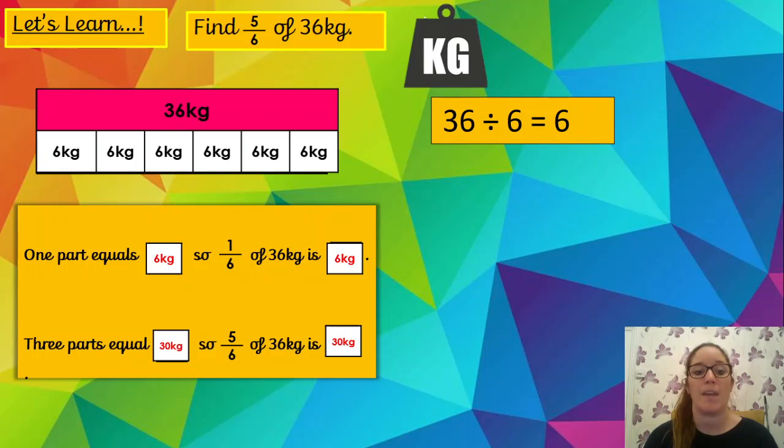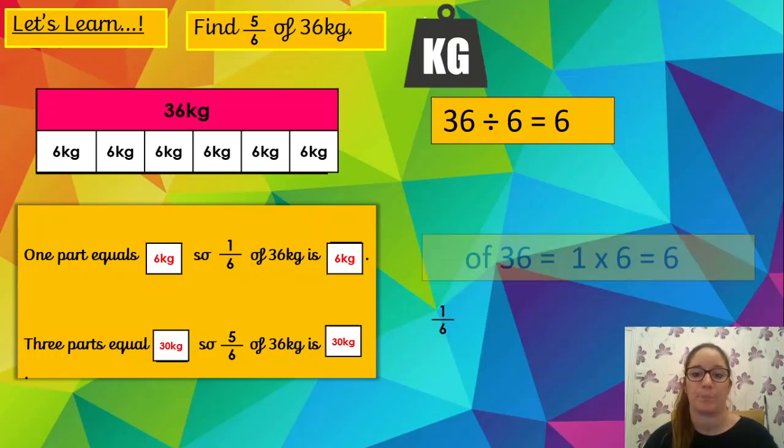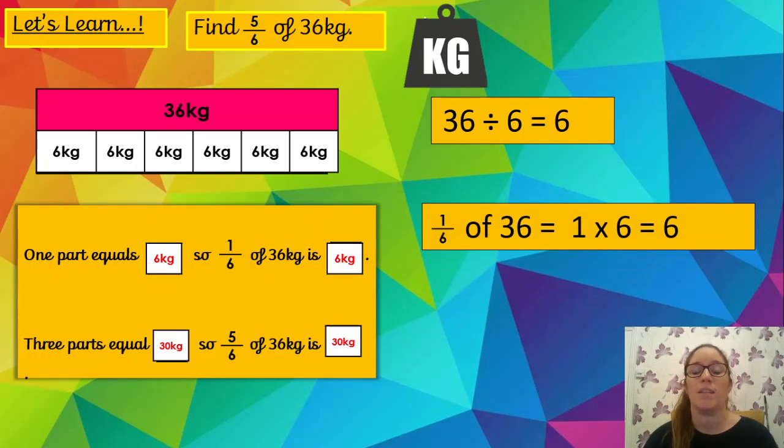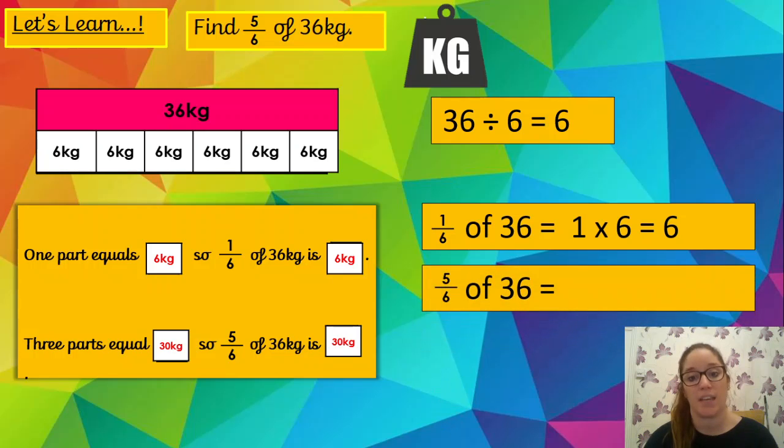Because we know if we add 1 more 6, or even here, look, we've got 1/6 is 6 kilograms, 5/6 is 30 kilograms. We know that 1/6 add 5/6 is 6/6, which is a whole, which is 36 kilograms. So we've just checked our own answer. So 1/6 of 36 is 6. 5/6 of 36 is 5 times 6, which is 30.